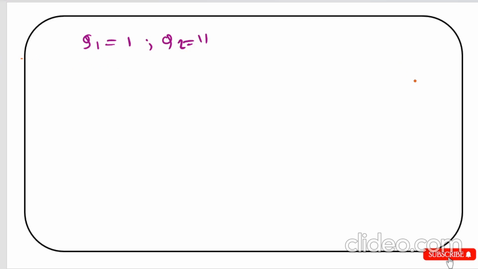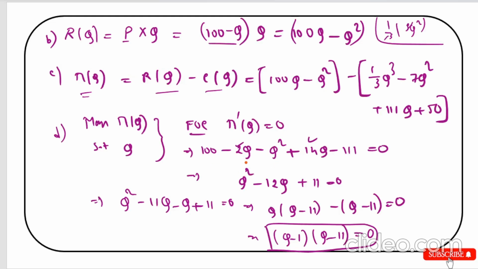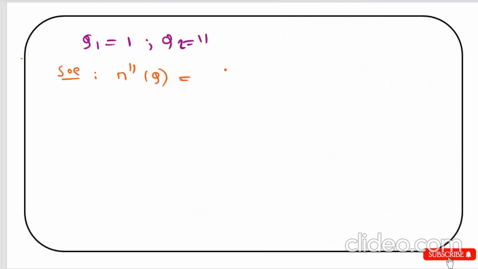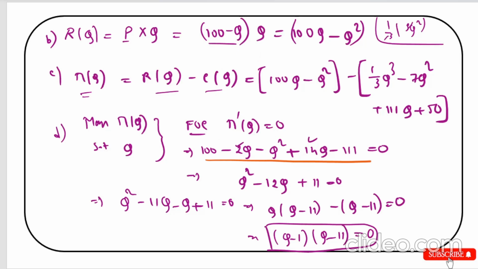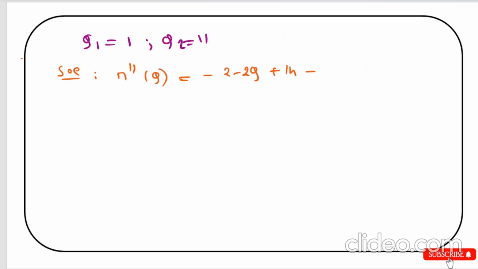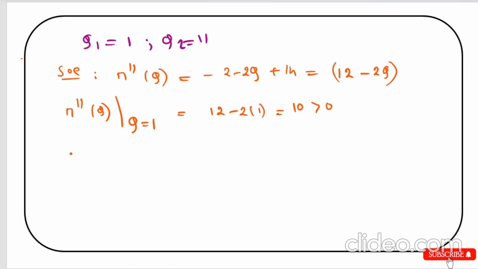Let's do that. For that, you have to find the second order condition, find out phi double prime Q. What will that be? So this was your first derivative. Now take the second derivative, minus 2Q and anything else plus 14, right? So this will be 12 minus 2Q. Now check this at the value Q at 1. So it will be 12 minus 2 into 1, which is 10, which is positive.